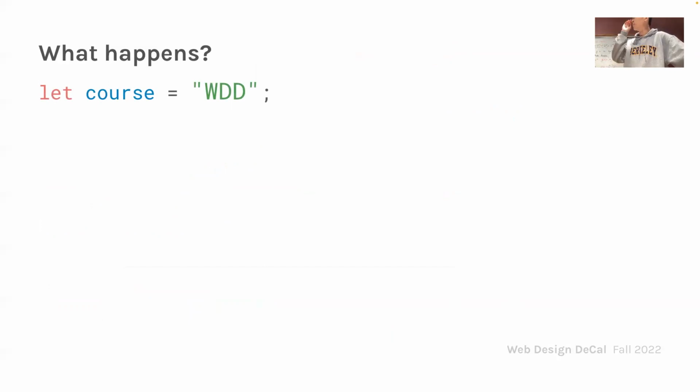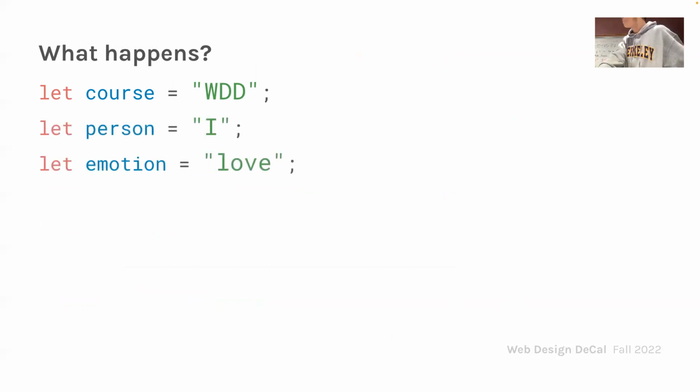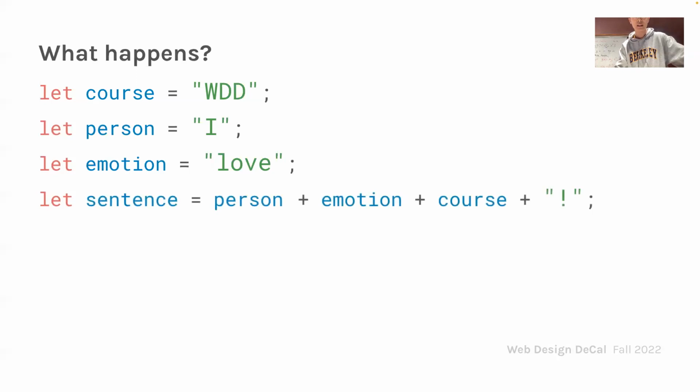All right, so let's go through a step-by-step example as we run through this code, and we'll see what happens. The first thing we do is declare and initialize 3 different variables, course, person, and emotion, with their corresponding values. And we create one more, sentence. So tying in our ideas of referencing variables and also string concatenation, does anyone have an idea of what this will result in?